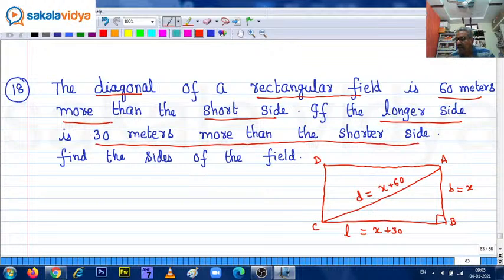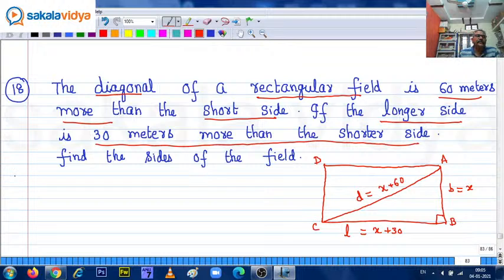So now very simple problem. It's a right angle triangle, so it obeys Pythagoras theorem. Using Pythagoras theorem, hypotenuse square AC square is equal to BC square plus AB square. You get x plus 60 whole square is equal to x plus 30 whole square plus x square. After simplification, you get a quadratic equation. If you solve it, you will get the shorter length, the breadth. If you add 30 to the shorter side, you will get the length of the rectangular field. So this is the process.